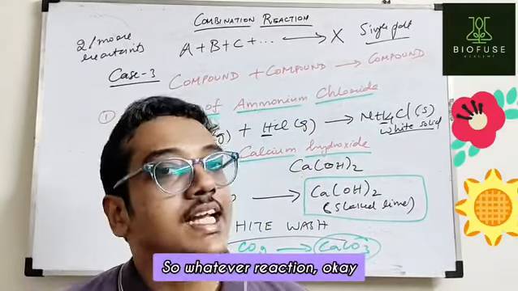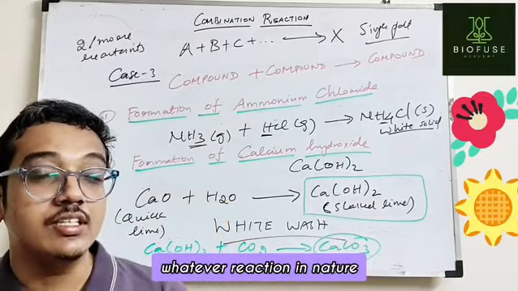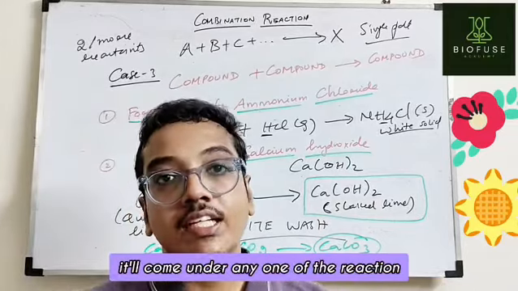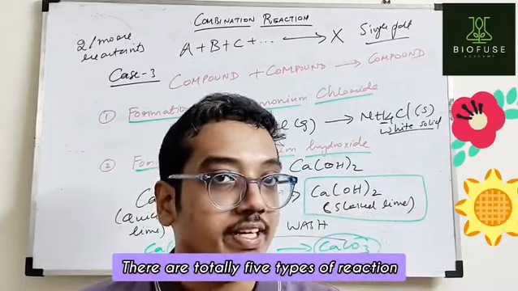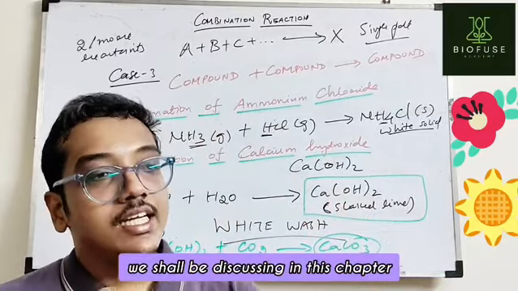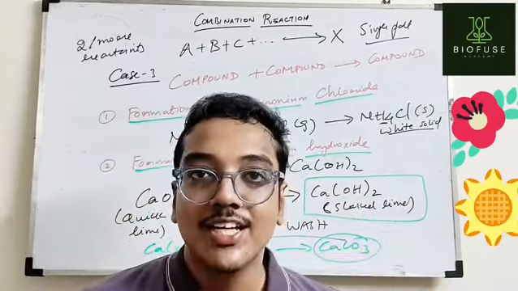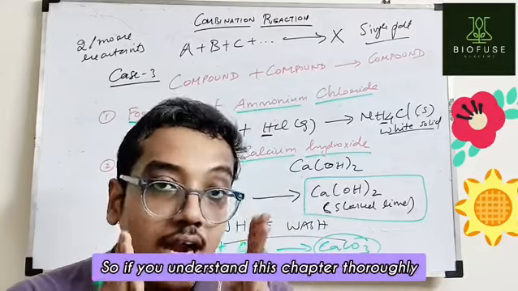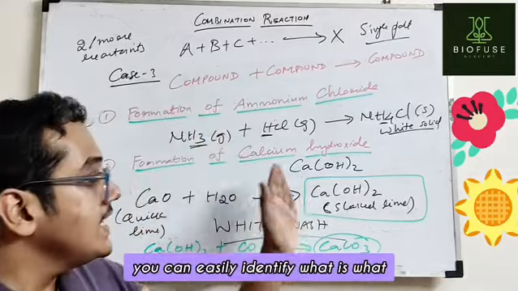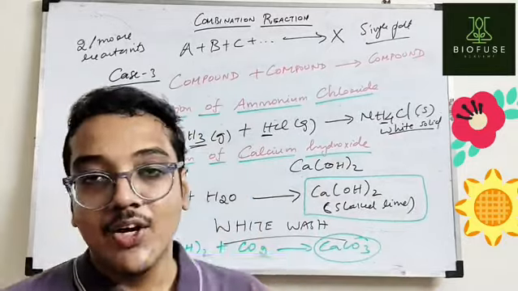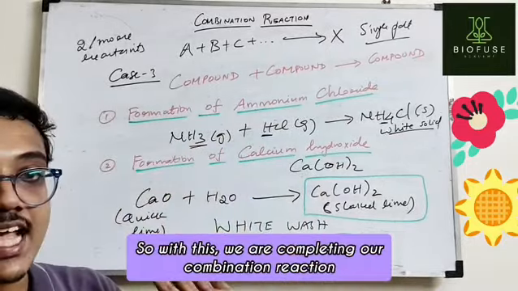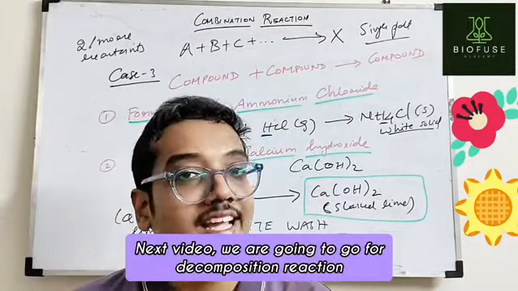Whatever reaction occurs in nature will come under one of the reaction types we will be discussing. There are totally 5 types of reaction which we will be discussing in this chapter. It will come under at least one of them. That is the beauty of this chapter. If you understand this chapter thoroughly, you can easily identify what is what. With this we are completing our combination reaction. In the next video we are going to go for decomposition reaction.